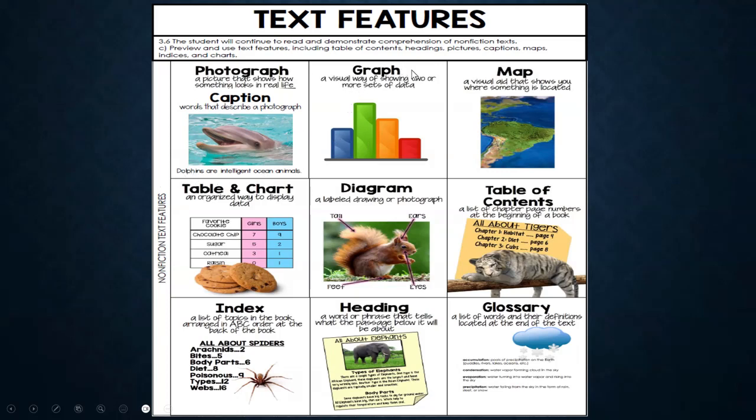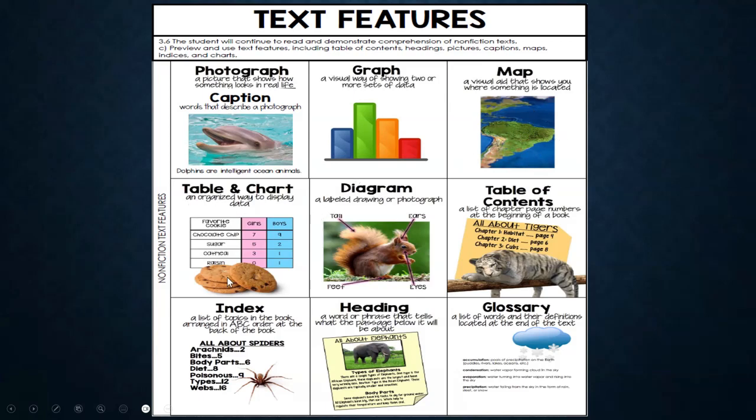Graphs are a visual way of showing two or more sets of data. You see this is a graph. This is the highest one. Like, for example, let's say this is the number of people who like ice cream. So that would be the most. All right, a map tells you where something is located. You see, this is a map, I believe, of North and South America, if I'm not mistaken. This is land that shows you where things are.